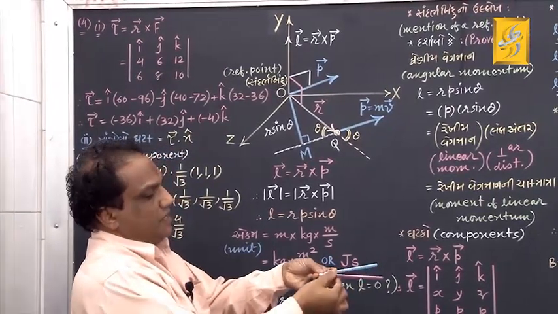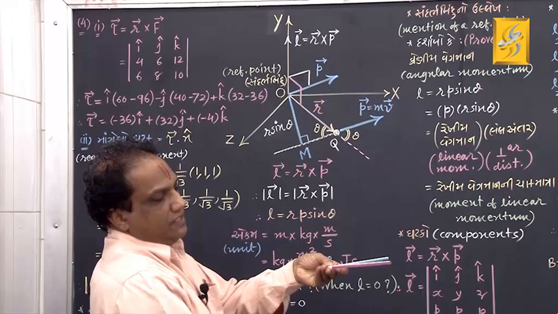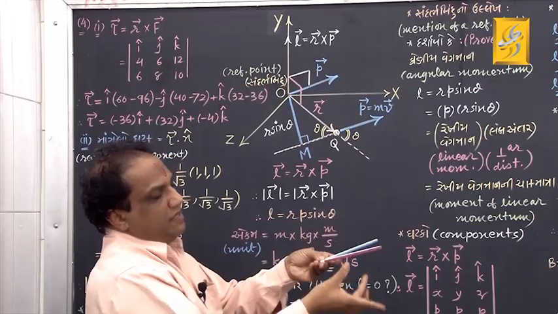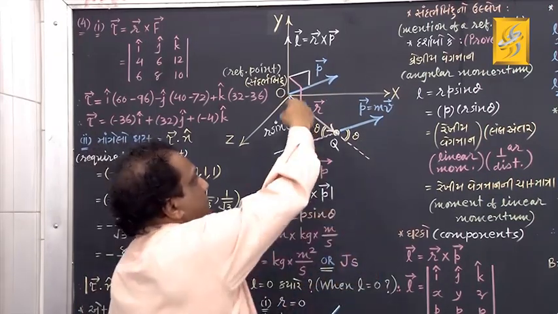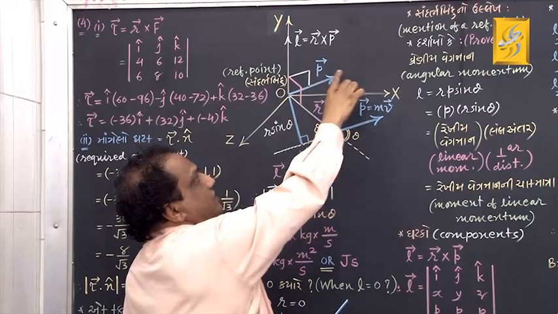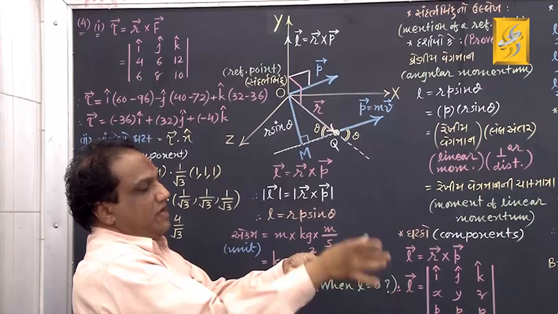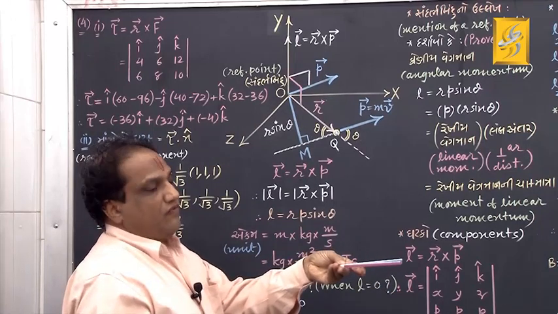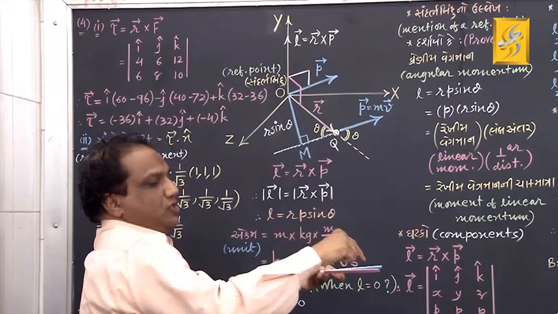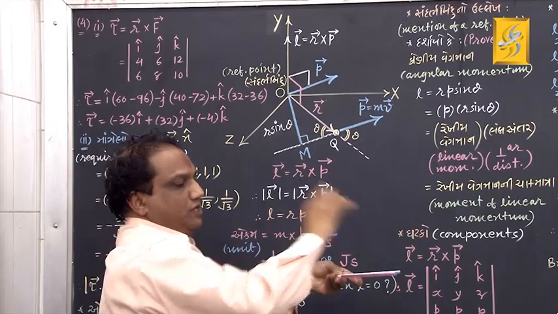Take this as vector r. Correct? Take this as vector p. This is with the pink color. This vector is vector r. This is with the blue color, vector p. Vector r, vector p. And now think of a plane passing through these two vectors.